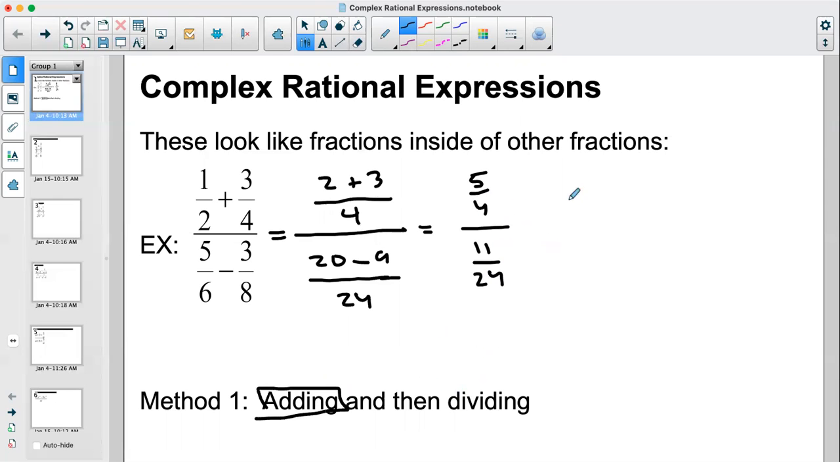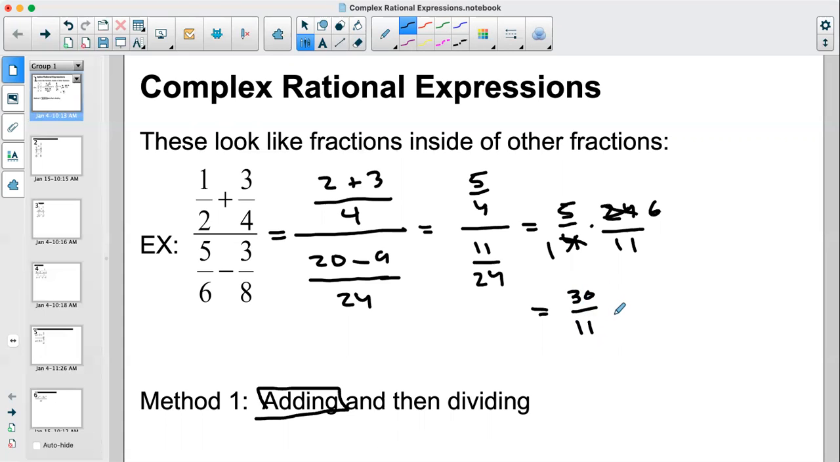And then I divide. Hopefully you all know how to divide fractions. You multiply by the reciprocal of the one on the bottom. So 5 over 4 times 24 over 11. We can do a little simplifying here. That's a 1 and a 6 there. So I get 30 over 11.